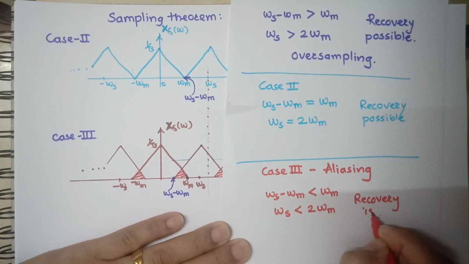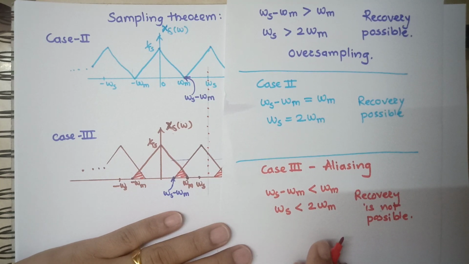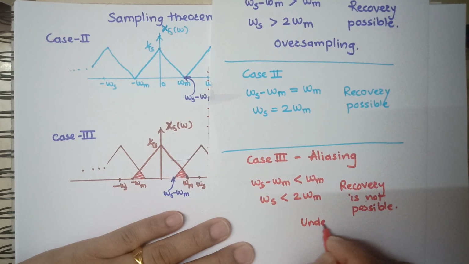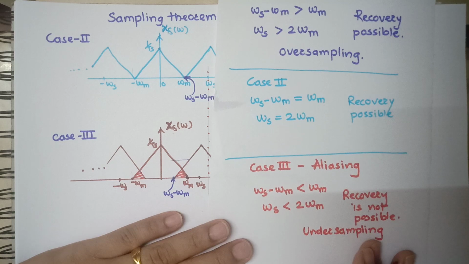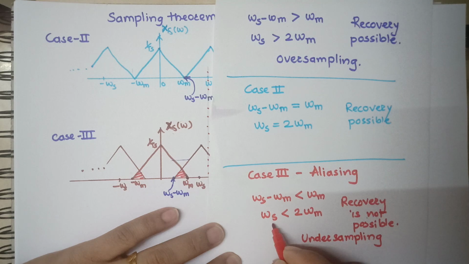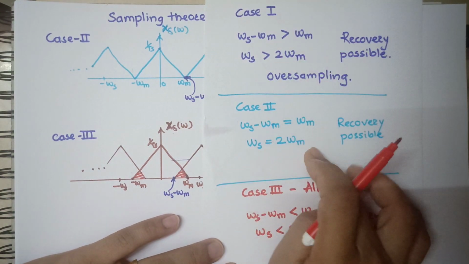Recovery is not possible. And this is also called undersampling. This is called undersampling because omega s, the sampling frequency, is chosen less than twice the maximum frequency present in the signal. That's why it is called undersampling. So recovery is possible in this case and in this case.